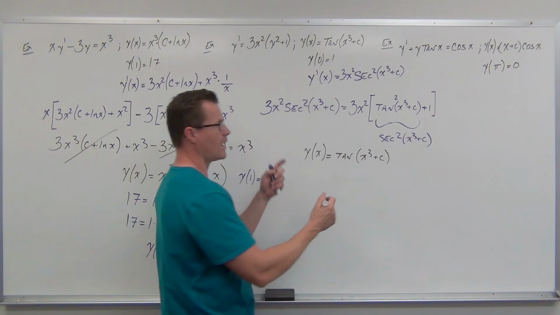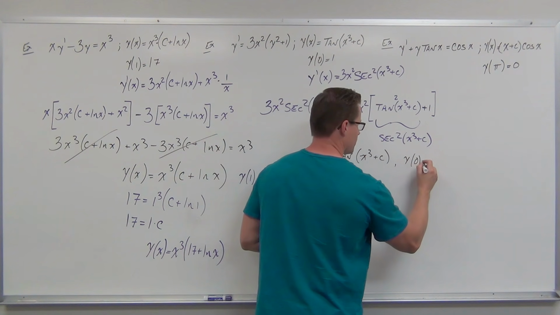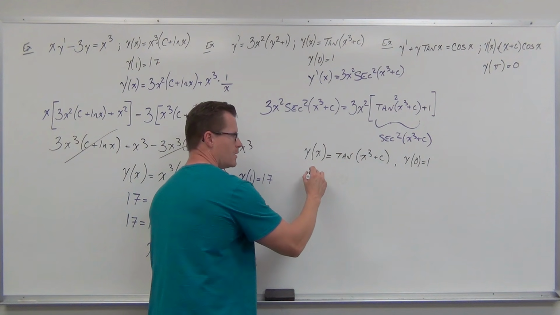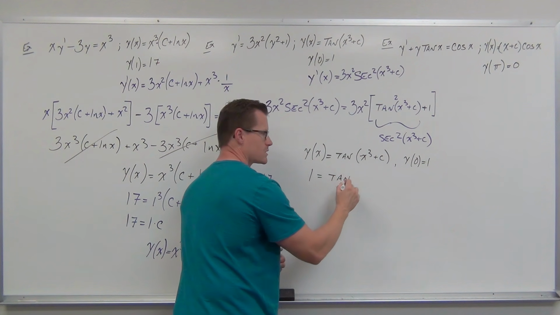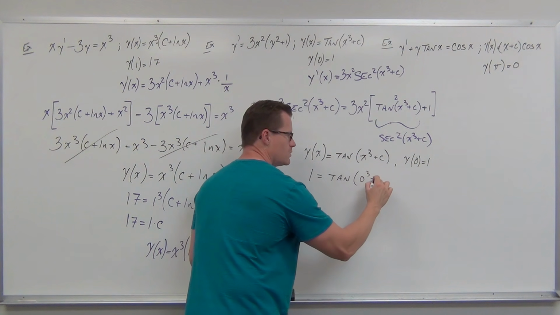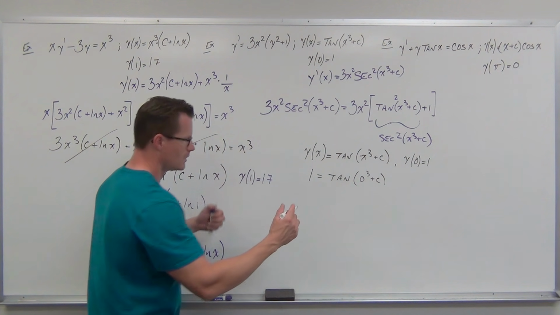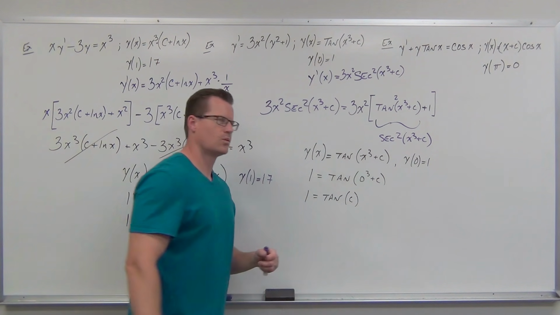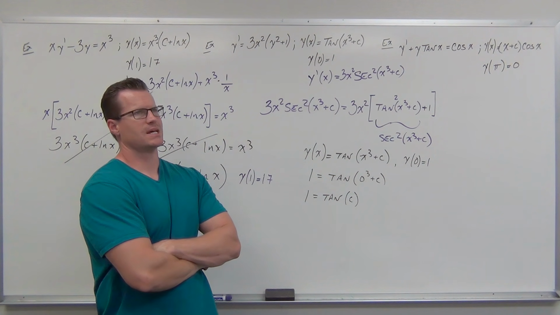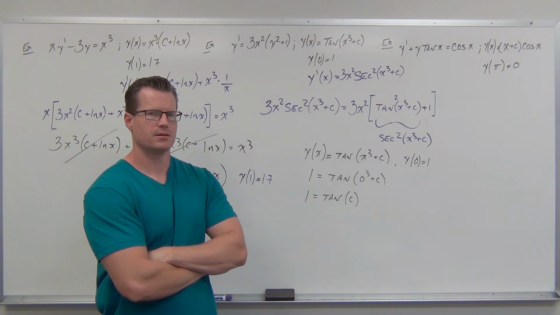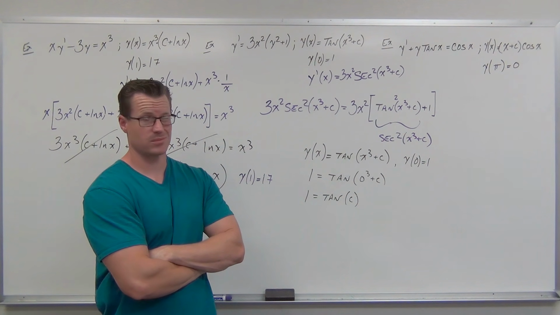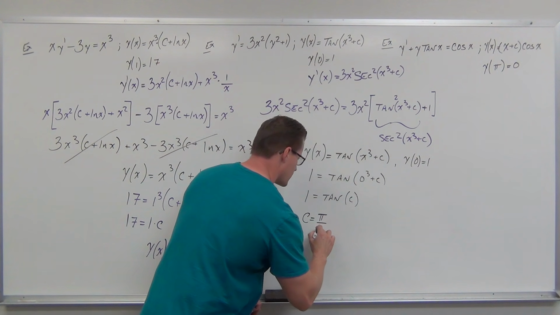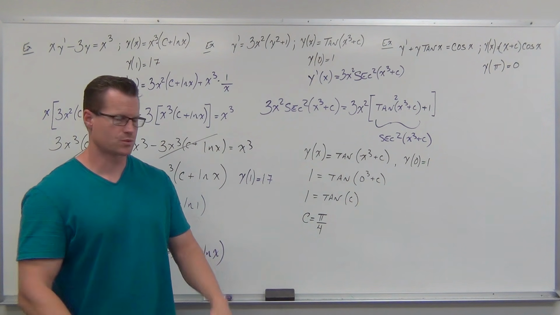So let's do it. We got y of 0 is 1. That means that every time x is 0, y is going to equal 1. So 1 equals tangent of 0 cubed plus c. What's it take, what's c got to be for tangent of that value to equal 1? I'm thinking, got to be pi over 4. So c is pi over 4 because tangent of pi over 4 is 1.